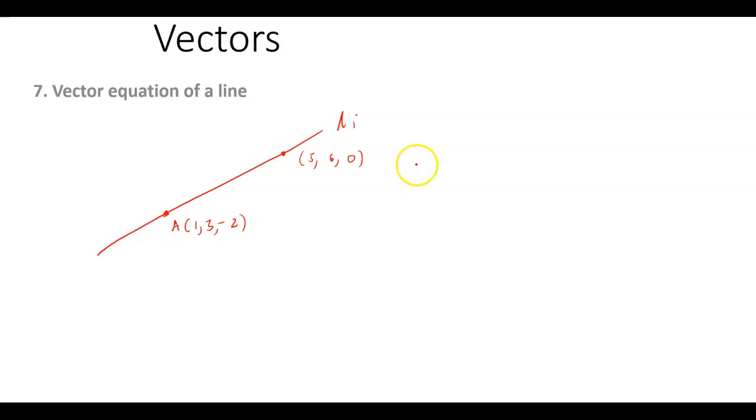All right, now in vector form, the equation of the line is just written as A plus lambda B, where A is a point on the line that is known, and B is the direction of the line.